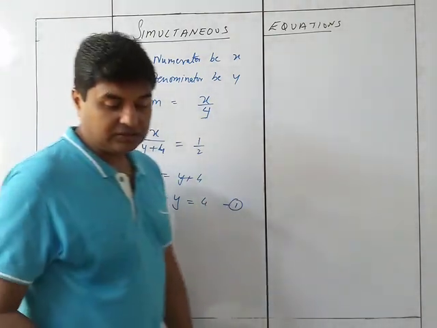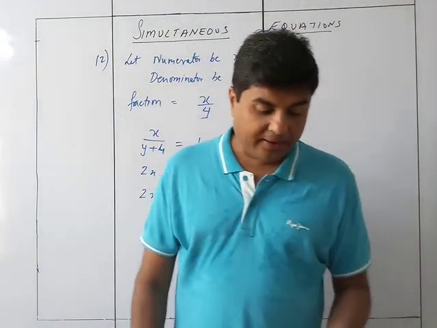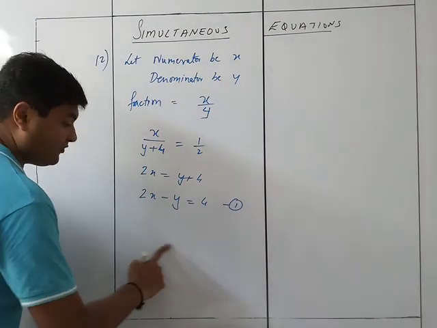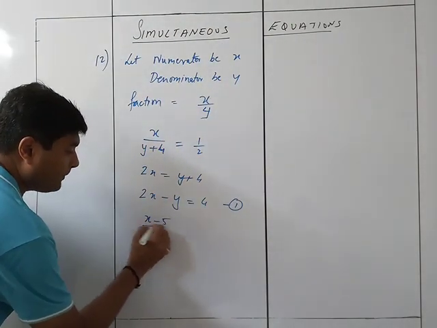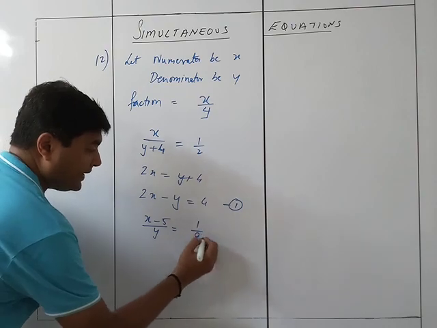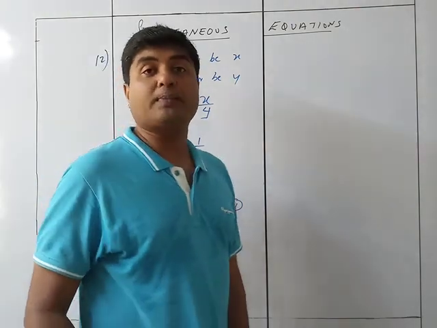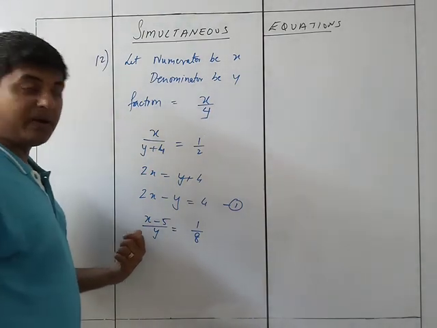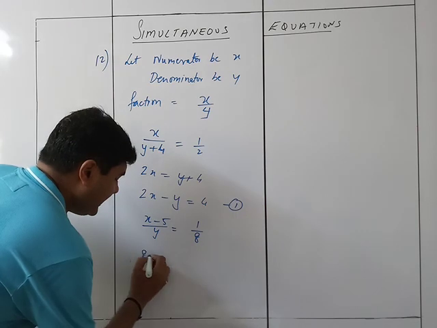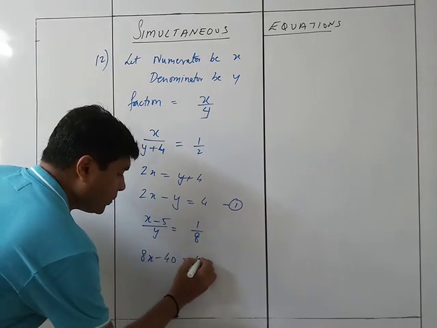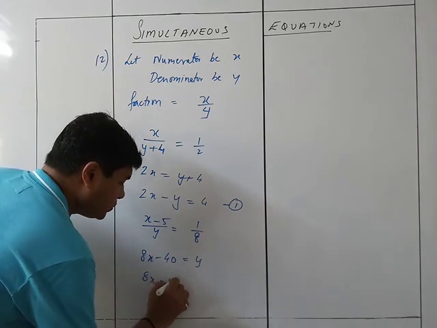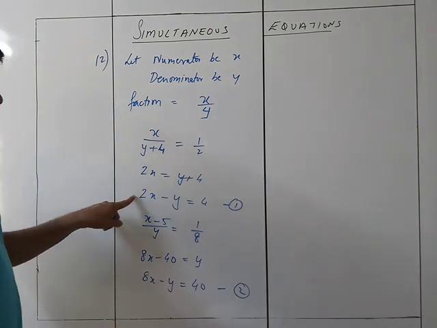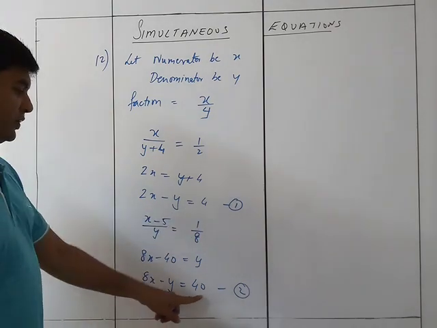Let's see the next condition. The next condition is that it is equal to 1 upon 8 when the numerator is diminished by 5. So numerator diminished by 5, so it becomes x minus 5 upon y is equal to 1 upon 8, because they have given you that it becomes 1 upon 8 when the numerator is diminished by 5. Diminished by 5 means subtracted by 5. So you get over here 8x minus 40 is equal to y. So 8x minus y is equal to 40 becomes my second equation. So the two equations are 2x minus y is equal to 4 and 8x minus y is equal to 40.